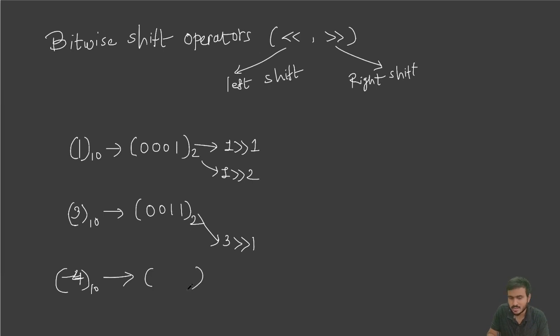I'm going to tell you the answer anyhow. How do we convert a negative number to binary? It's quite easy. Just convert 4 to binary. So what is 4 in binary? It is nothing but 0 1 0 0. This is 4 in binary.